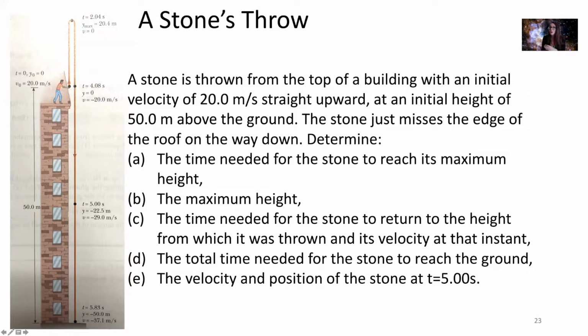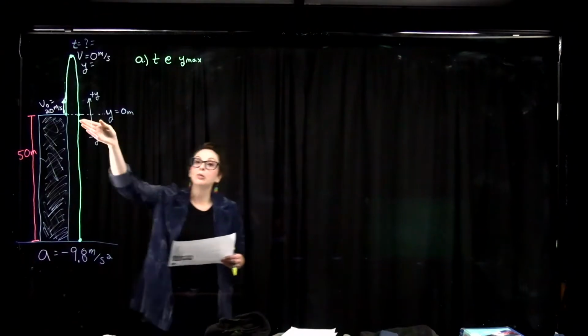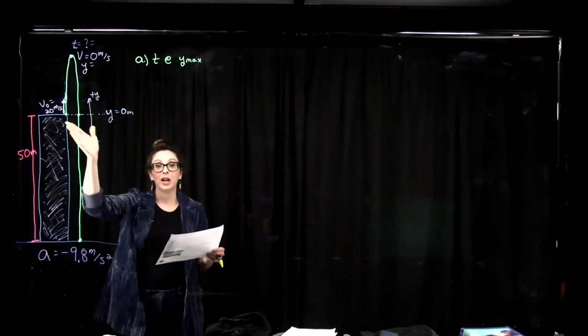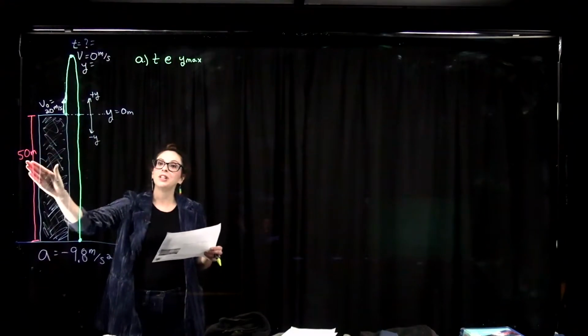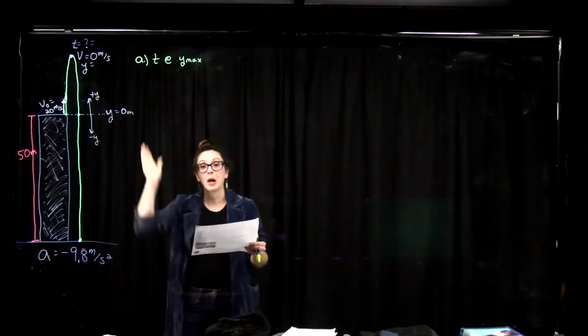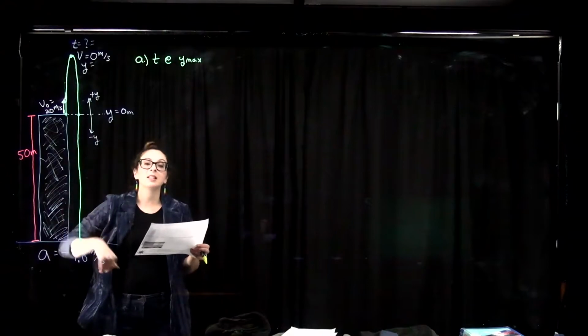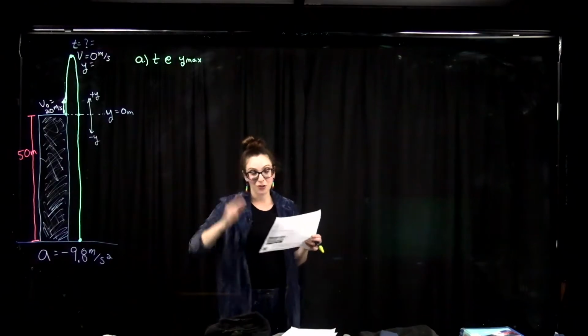It can be any time, but we're saying that we'll evaluate the velocity and the position at t equal to 5 seconds. So here we have a stone, and it's being thrown from the top of a building with an initial velocity of 20 meters per second straight upward at an initial height of 50 meters off the ground. So our building is 50 meters above the ground, the top of our building. Now, when the stone comes back down, it just misses the edge of the roof on the way down. So we can assume that this motion is pretty much vertical, straight up and down.